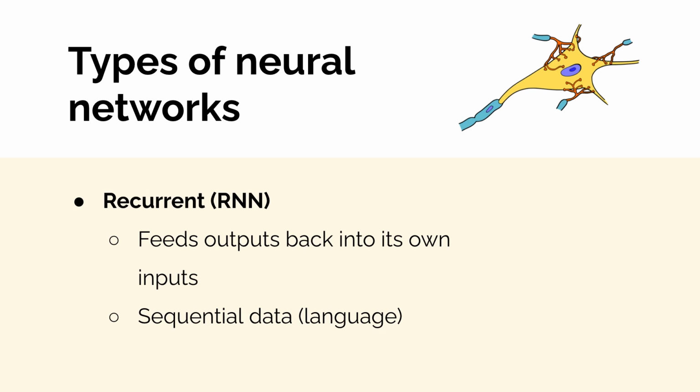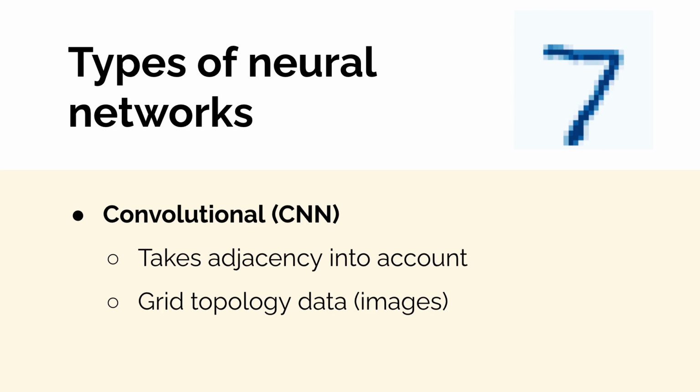This is a type of neural network that feeds outputs back into its own inputs, so it sends information forward and back. This is commonly used for sequential data, meaning typically language data or textual data. And then finally, we come to a convolutional neural network, a CNN. And this is what we're going to be building in our project.